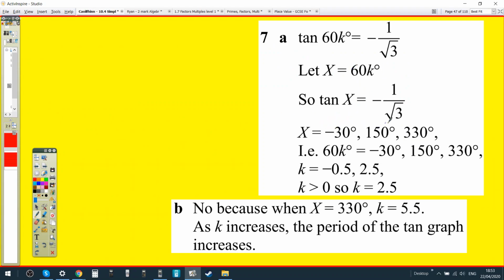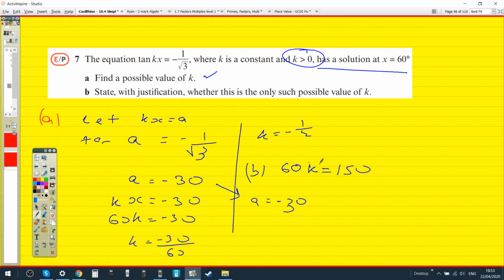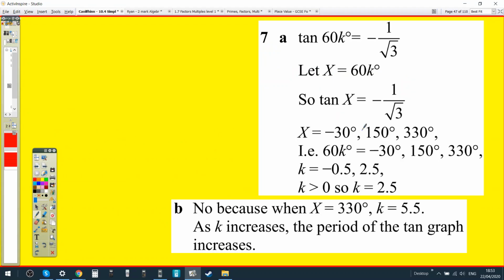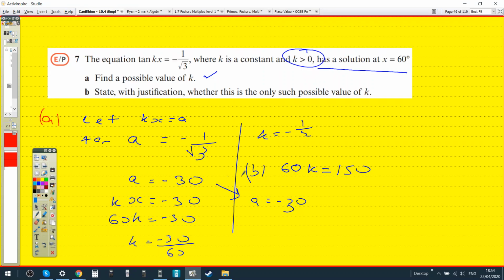So minus 30, 150, 60. What did you do? Minus a fifth. K is minus a half. So 60k is 150. What is 150 over 60? 2.5. Yeah.